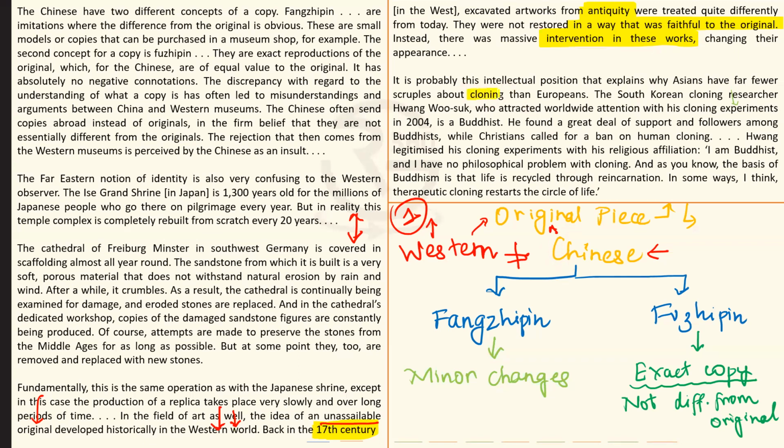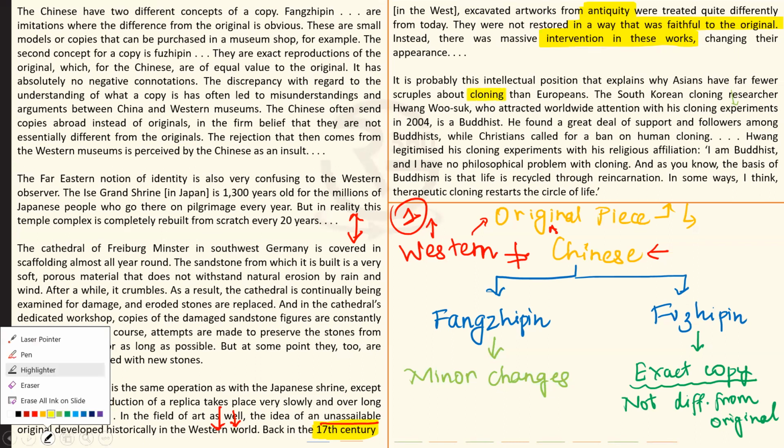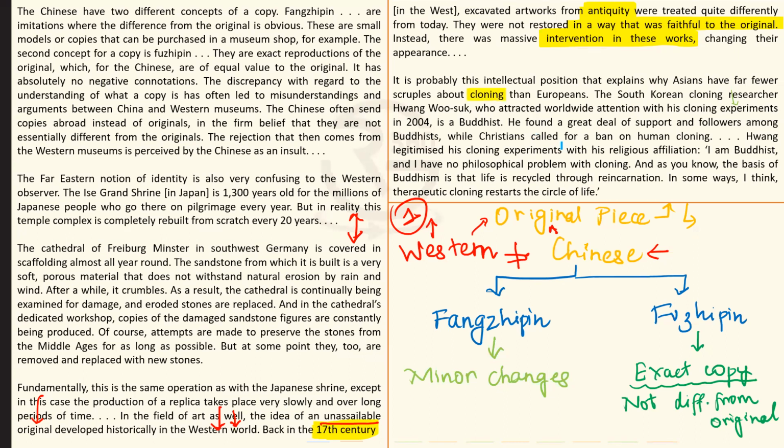topic of cloning also. What does the author say about cloning? कि Western cultures, especially people who have a firm belief in Christianity, they are not okay with cloning. Okay, Christians called for a ban on human cloning, but what we have over here in terms of Eastern cultures, we have this researcher Wang Wusuk, who is a Buddhist, and he says कि मेरा religion, मेरी culture is very okay with cloning. Buddhism तो कहता है कि life gets recycled through reincarnation.